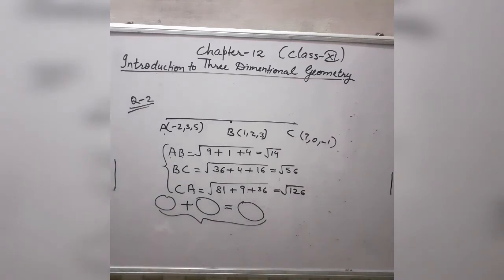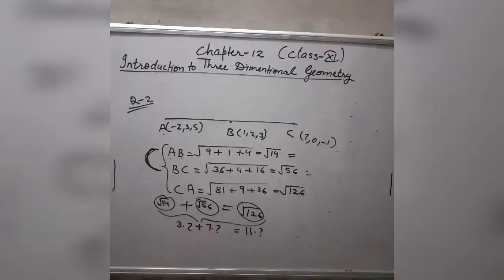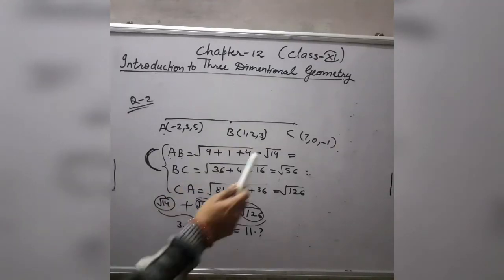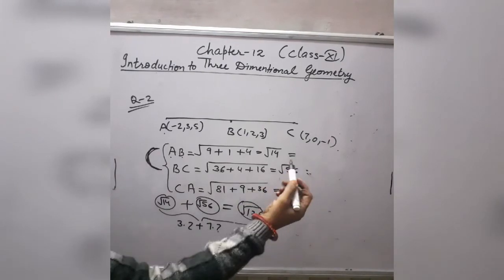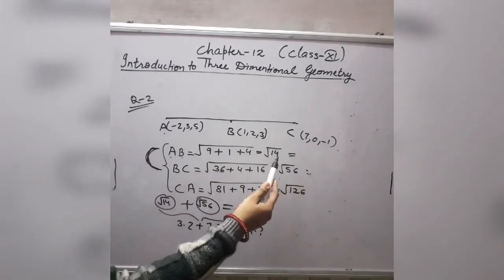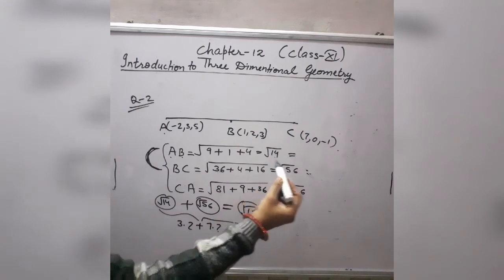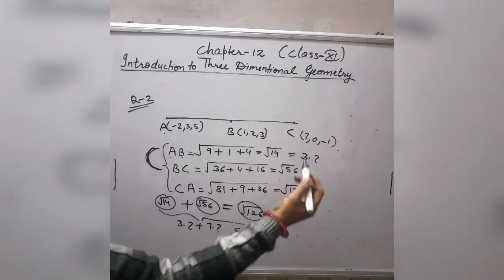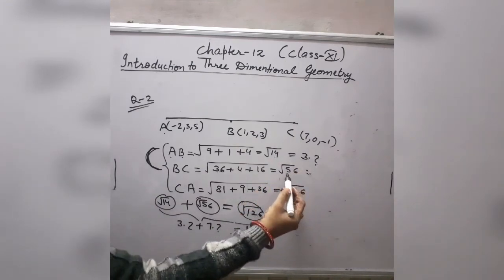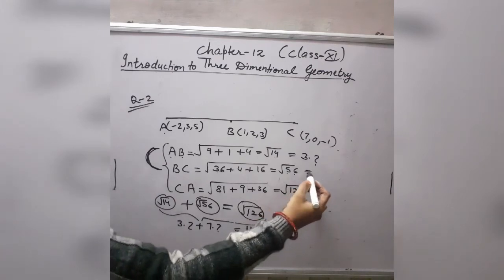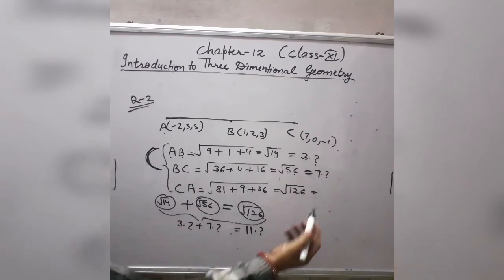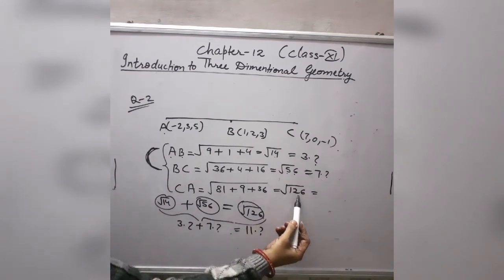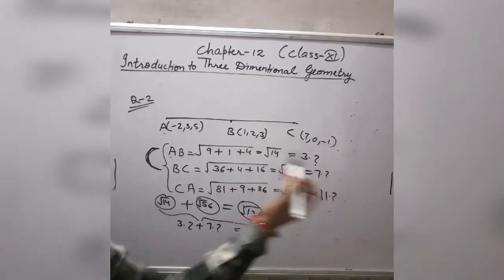So if you see here the sum of distances, this distance AB is root 14, and root 14 is because square of 4 is 16 and square of 3 is 9, so this is root 14. It will be 3 point something. Here in this case root of 49 is 7 and this is 56, so the answer of root of 56 will be 7 point something. And square of 11 is 121. This is 126, so this is 11 point something.